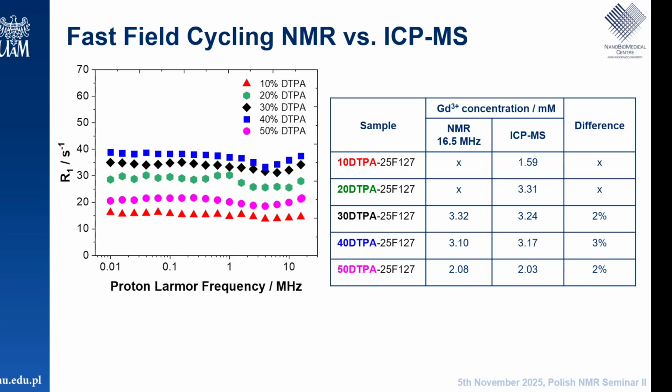Of course, NMR, where we have mineralized samples, and we also used a calibration curve to obtain the gadolinium concentration. The second method was inductively coupled plasma mass spectrometry, to compare these results. You can see that the difference between them is about 2 to 3%.